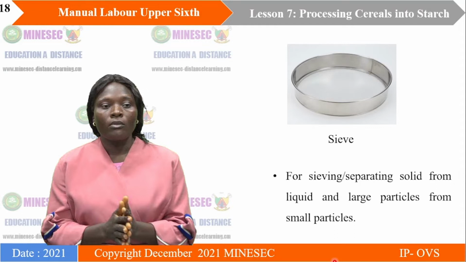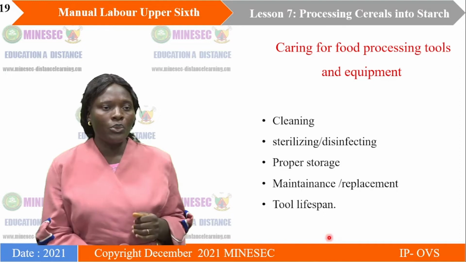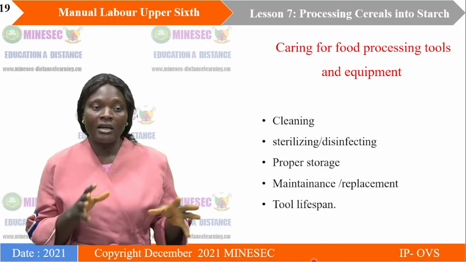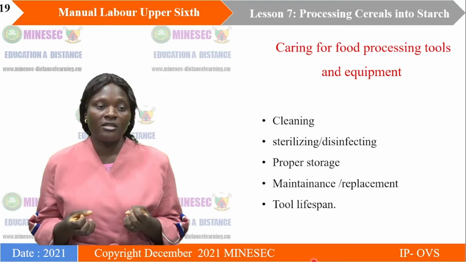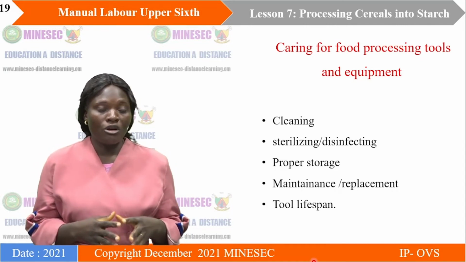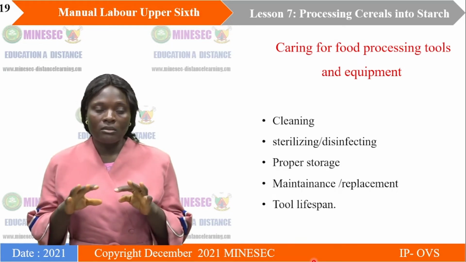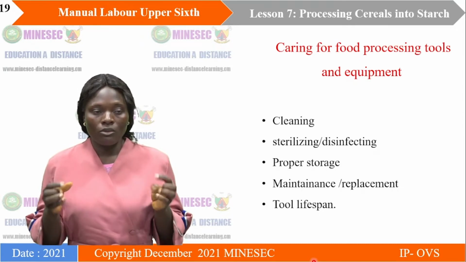Okay, we continue with our lesson looking at how to care for food processing tools and equipment. How do you care for those tools or the equipment we have just seen? After using, you have to take care of it. One, you have cleaning. Each time you use, whether it's a grater or machine, you need to clean. You have sterilizing or disinfecting. You need to disinfect your tools because you are dealing with food. You have proper storage. So you store your equipment or tools in the proper way so that dirt or rust does not get to it.